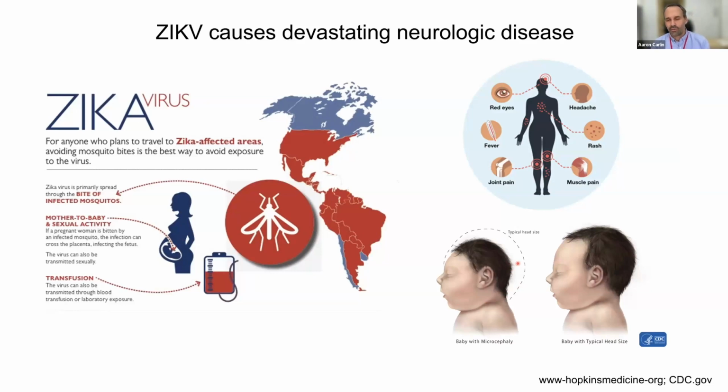The rates of that vary widely from about 5% to about 40%. So we don't know the exact numbers. And we've also found that infants that we thought were normal at birth actually went on to develop neurologic sequelae later on in development. And so this is an incredibly devastating disease when neonates are infected.